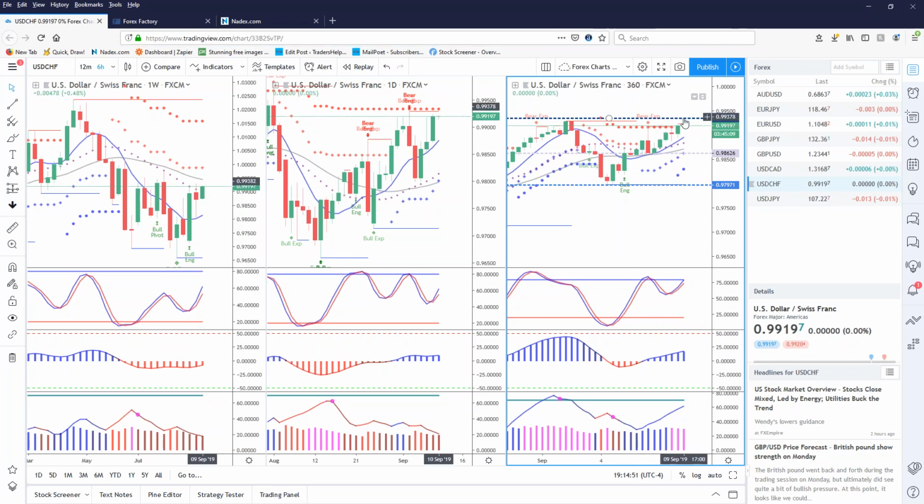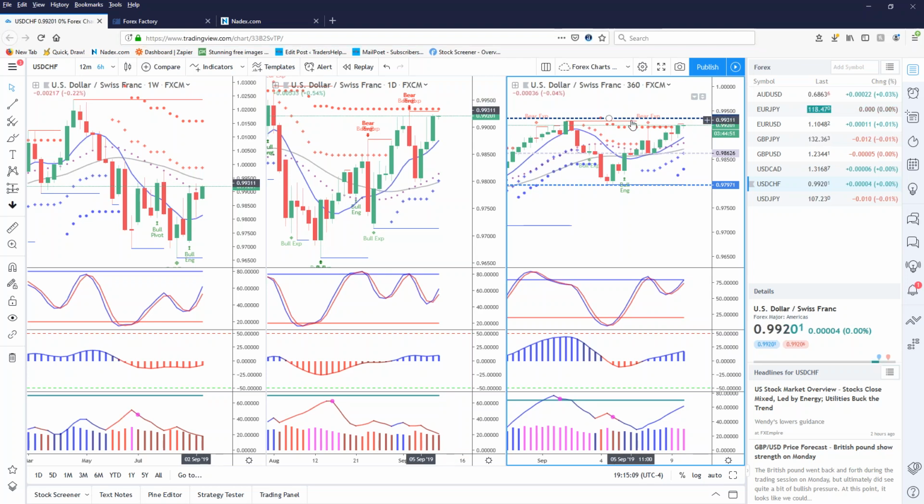So let's say that this comes up, tags this, forms a bearish bar. Well, that would potentially be a trade to the short side, but when it comes down and tests 97.97, that could potentially be a binary to the upside. But again, you've got to see that that support holds.